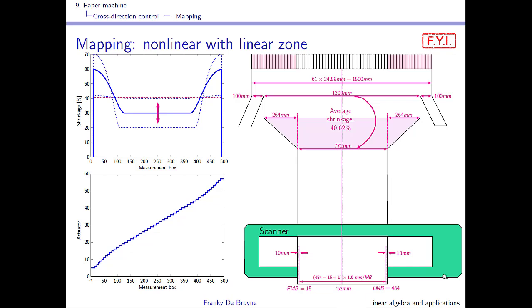So in some cases you want to set the shrinkage constant in the middle and, well, varying at the sides. So this leads to a mapping that is linear in the middle and non-linear on the sides. So here you can set the width of this linear zone and then set the average shrinkage, and then by decreasing this value over here, you increase and decrease the shrinkage at the sides.